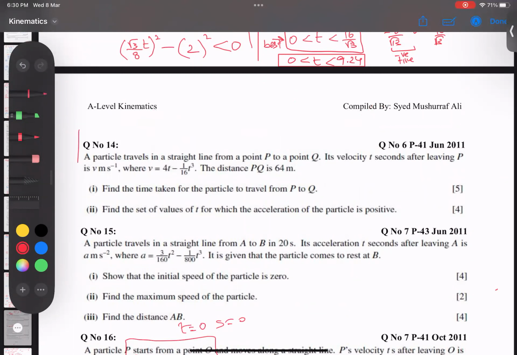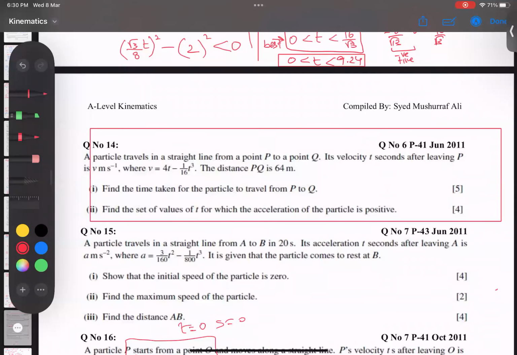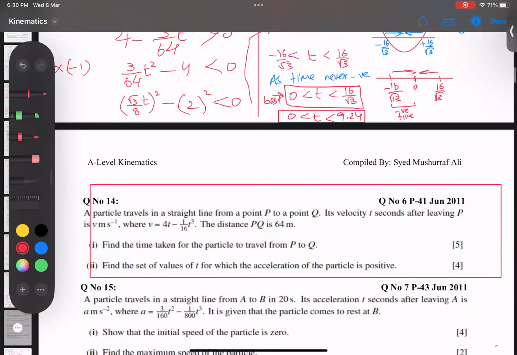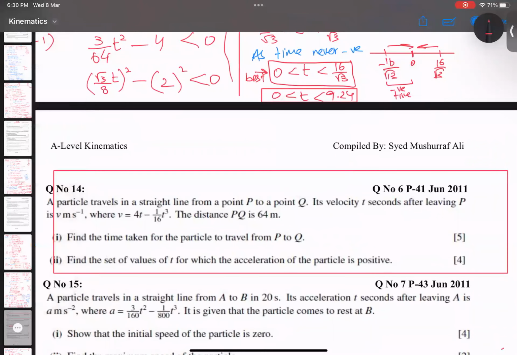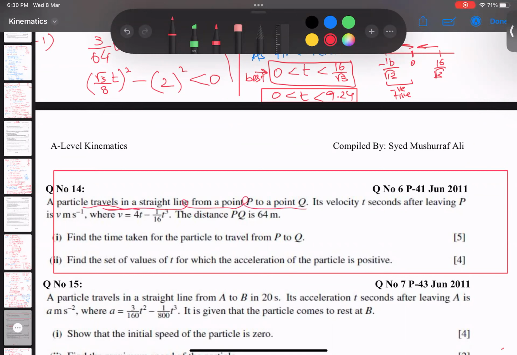Number 14, June 11, 41 variant. Try this question and I'm waiting for you. Before you start, I will give a clue, some hint. Basma, a particle travels in a straight line from P to Q, and the velocity leaving P is given by this formula. Almost the same story. The distance given is 64.